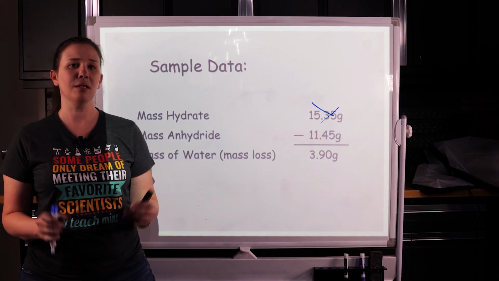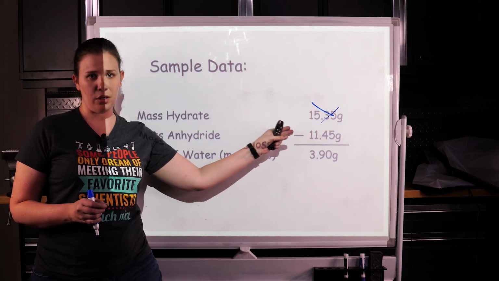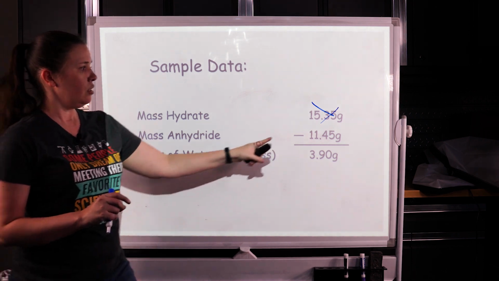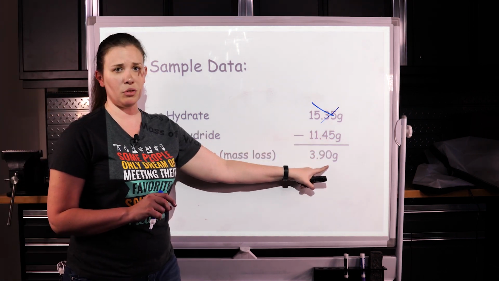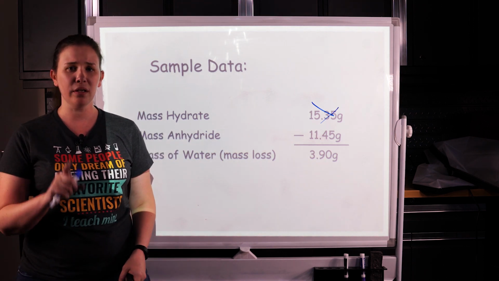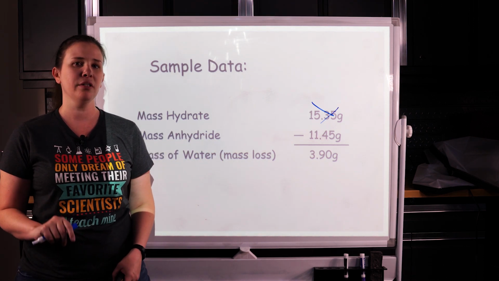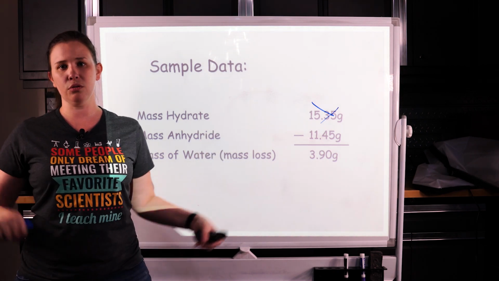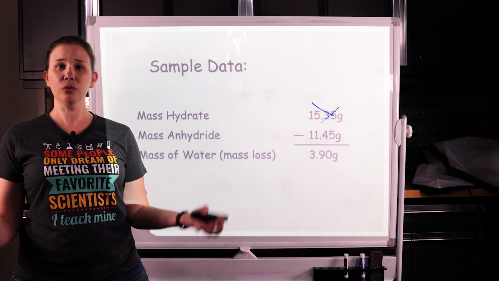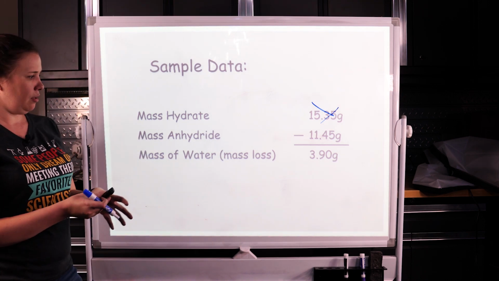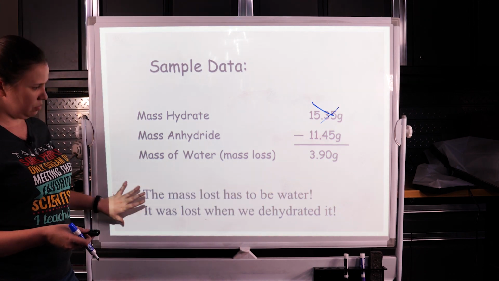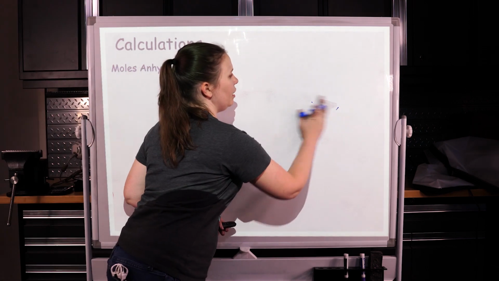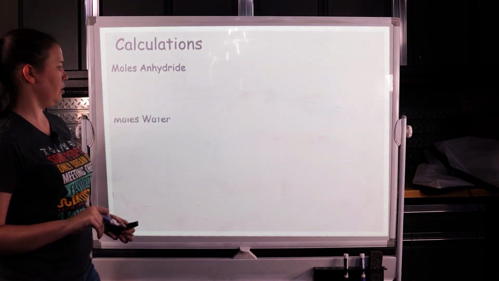What I want to do is compare the amount of anhydrate to the amount of water. So I'm going to compare those two things. I can't compare gram to gram. There is only one unit universal enough to compare two completely different substances. What's the most universal unit you can think of? Well, of course, moles. Awesome, moles. Mass loss has to be water, got that?